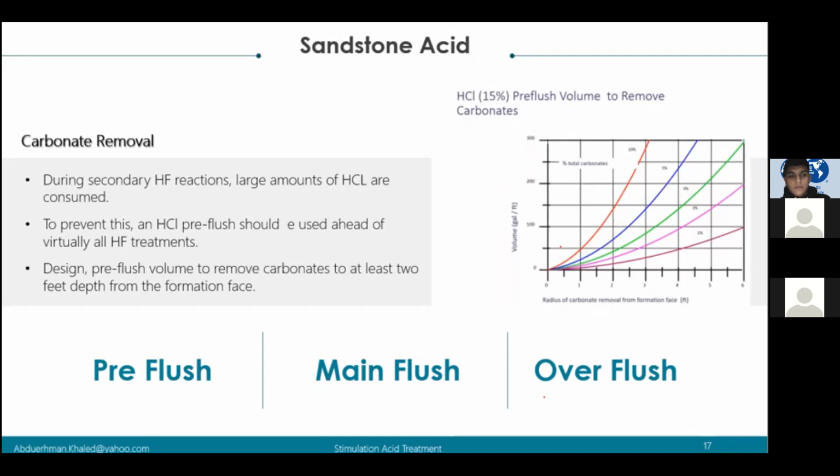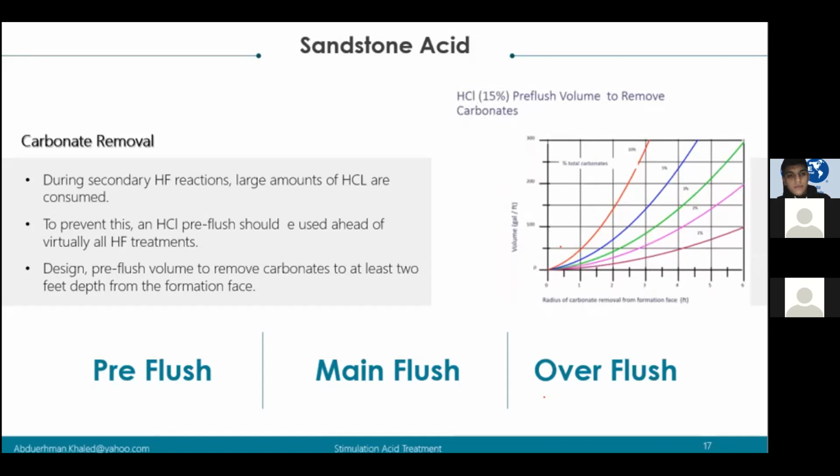And after that, there will be an overflush. Displacement is for flushing the acid away from the wellbore. Sometimes we use nitrogen, and sometimes we use weak HCl and NH4Cl or ammonia.